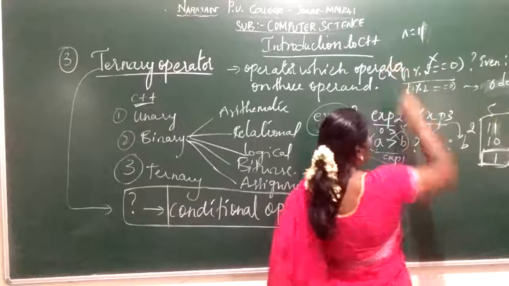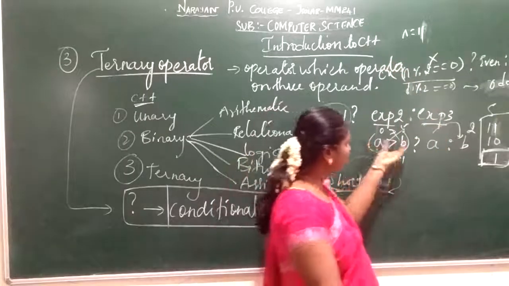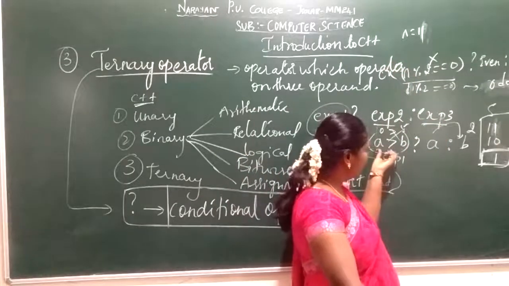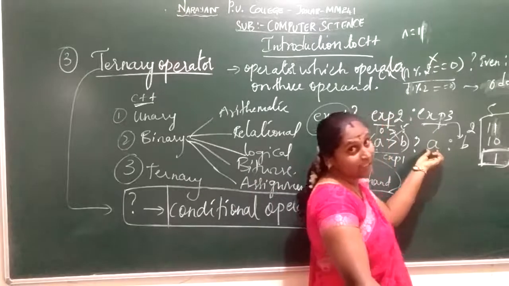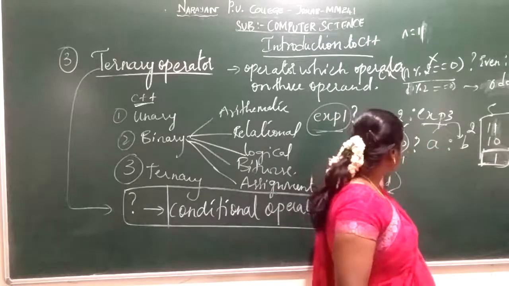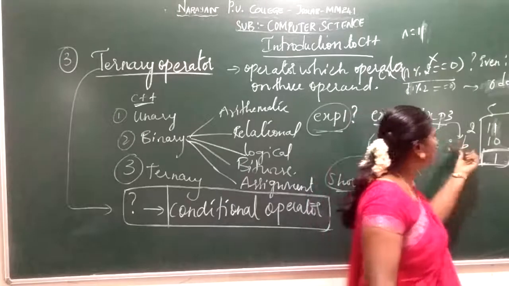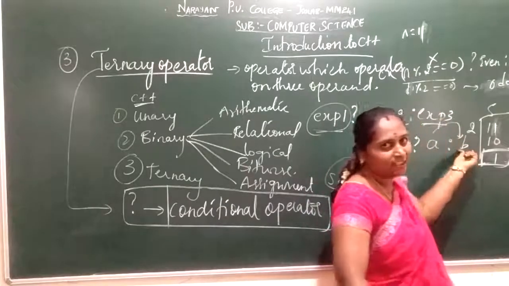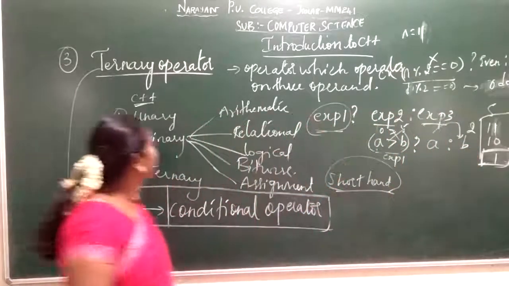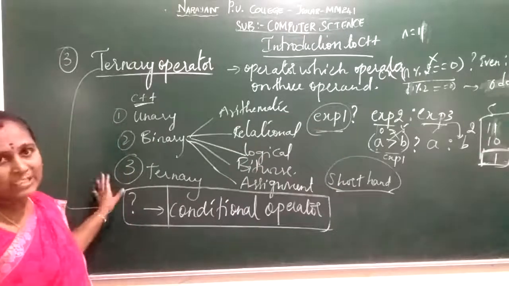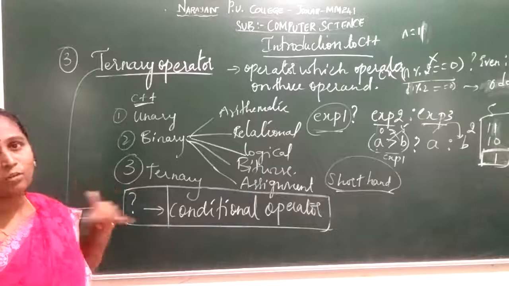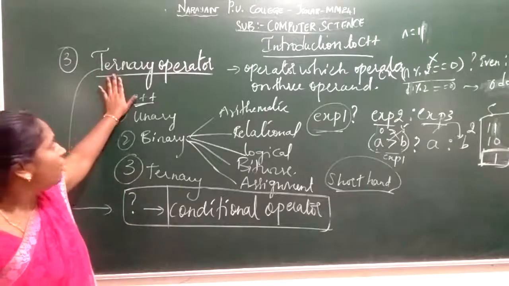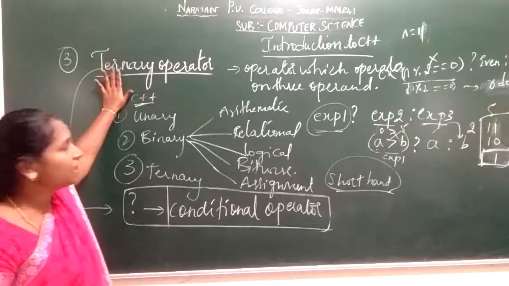The best example is A greater than B. If A is greater than B, it is going to execute the second expression. If expression 1 fails, then it is going to execute expression 3. Once again, the ternary operator is the last type of operator under C++. There is some special type of operator, I will go to the next topic. So, what is a ternary operator?